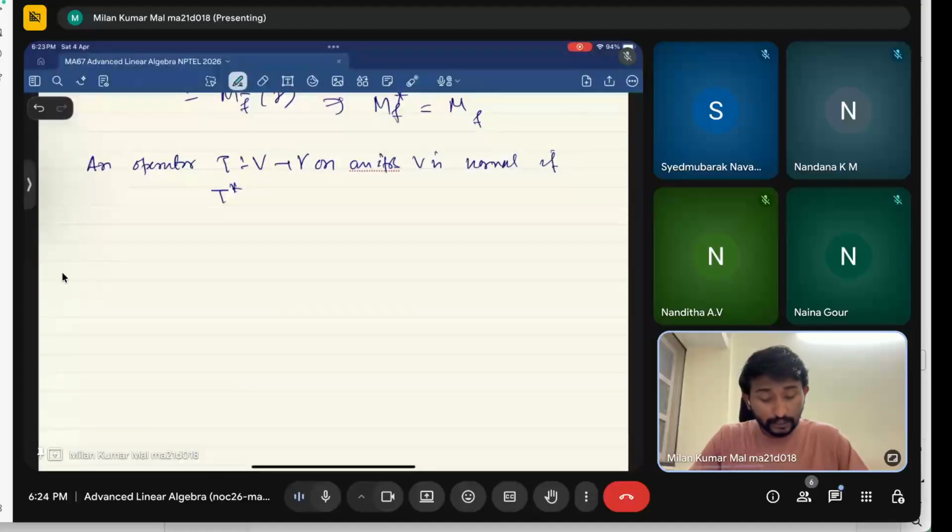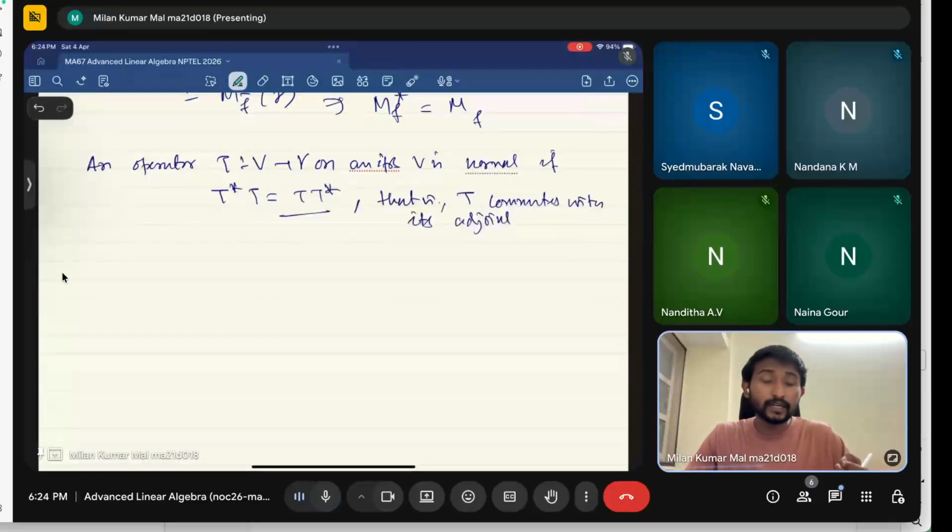Okay. So this is what is meant by normal. The question is the third option: M_f is normal. Is this statement correct or not? M_f is a normal operator.